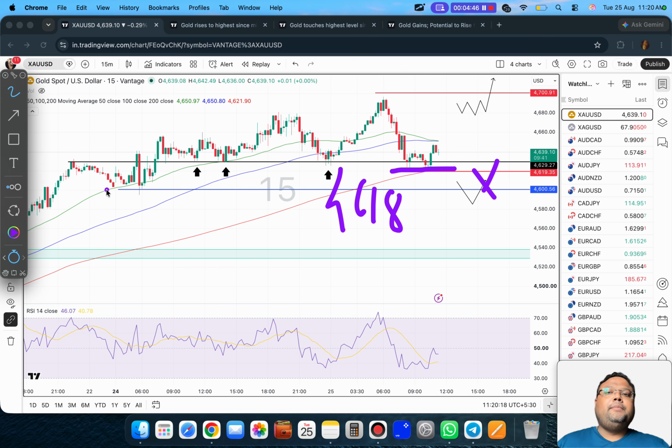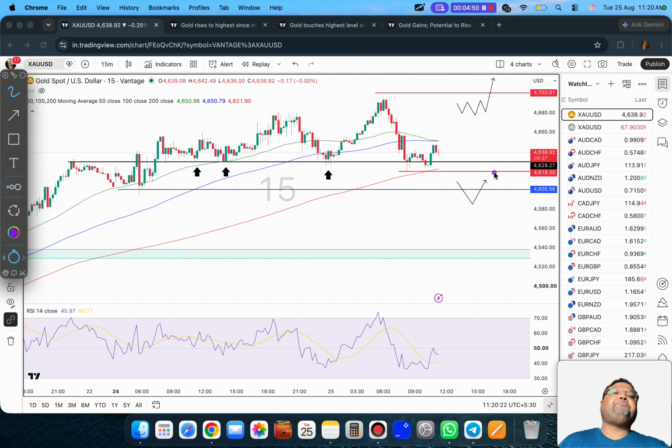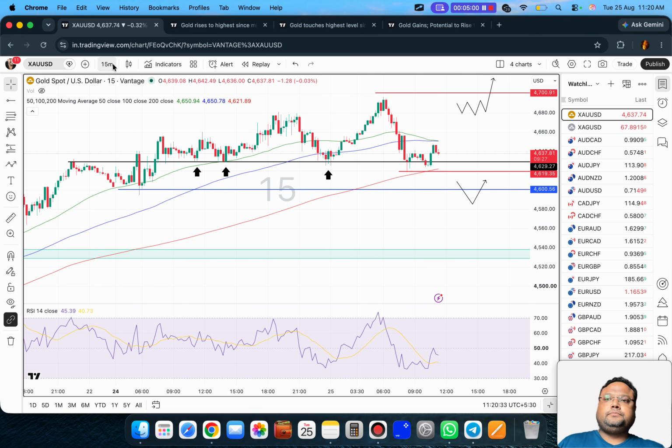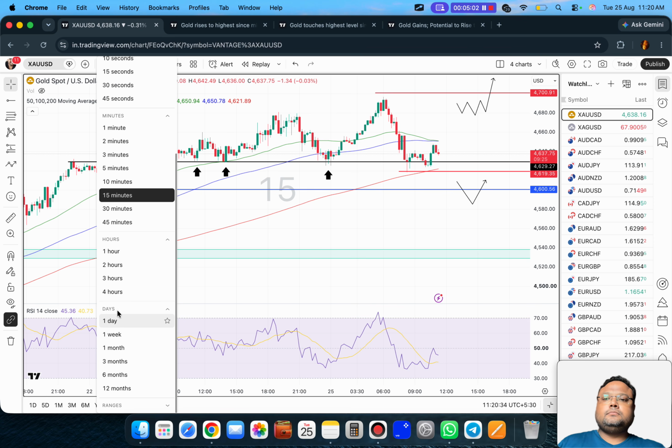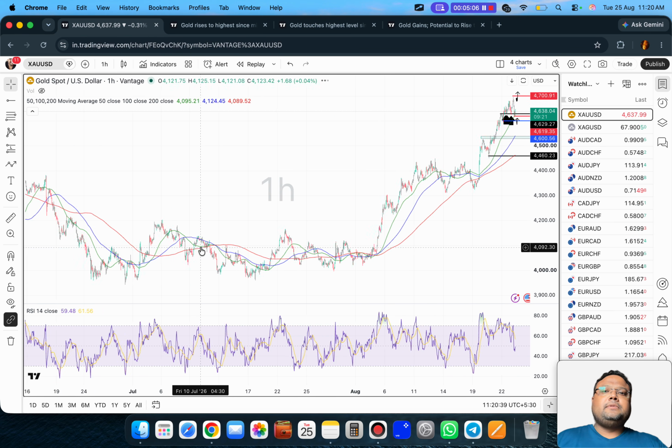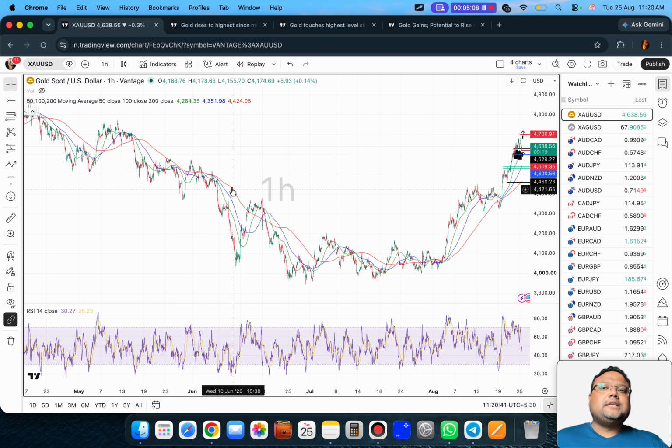Personally, I will be only looking for buy around 4600 only. And at the top, my dear friends, we have a buy opportunity above 4700. But as I have already mentioned in the group as well, 4700 has been a battleground.